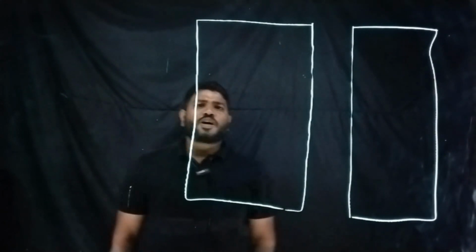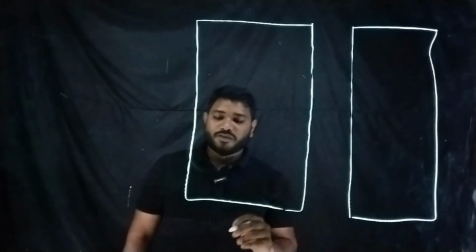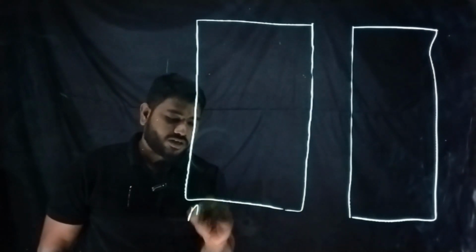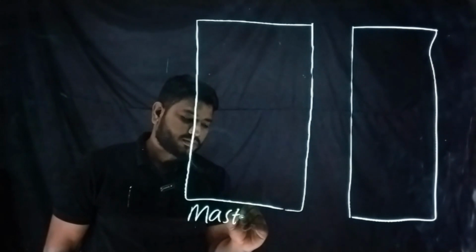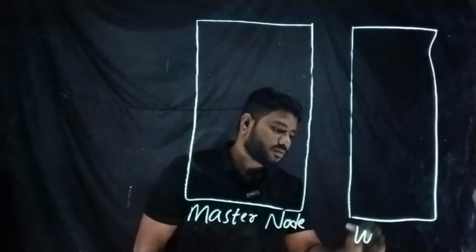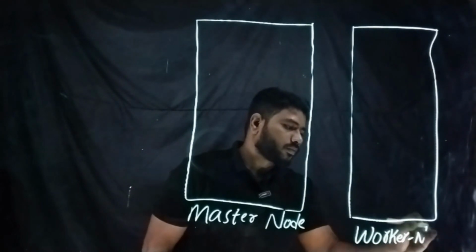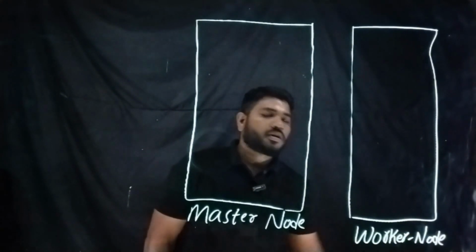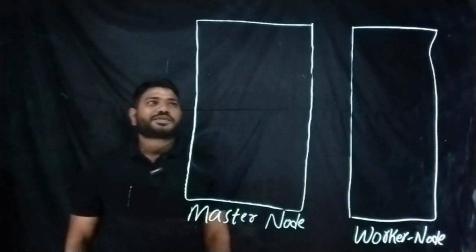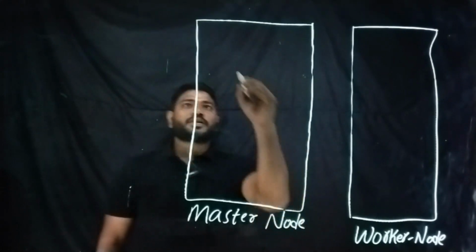In architecture, it's a combination of components in Kubernetes. Usually in a master node we have a set of components, and in a worker node we have a set of components. So this is a master node, and this is a worker node. So let's discuss the components present in the master node. The first one is the API server.